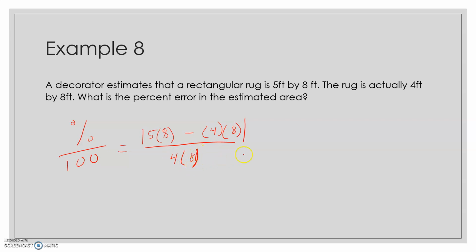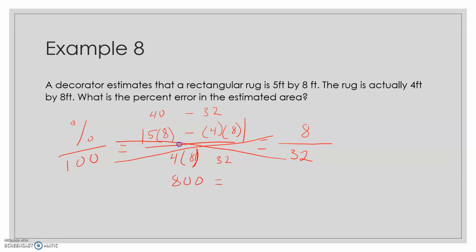Let's see. And then we can kind of solve these. So 5 times 8 is 40, 4 times 8 is 32, and then we have 32 here on the bottom. So we see that our estimated number, 40 minus 32 is 8. So we have 32 on the bottom. So we have percent over 100 equals 8 over 32. And then we cross multiply. So 100 times 8 is 800.